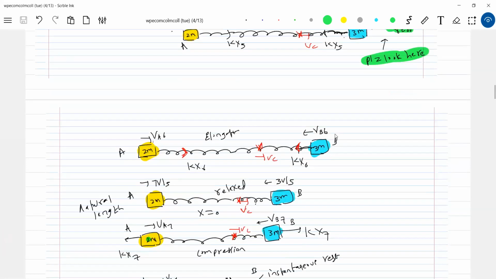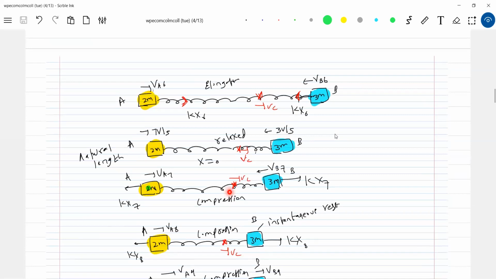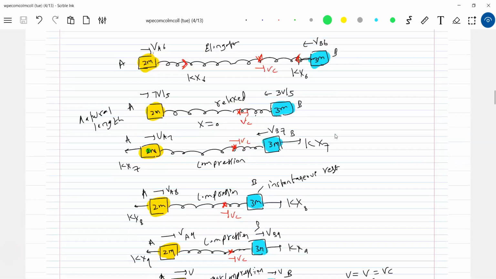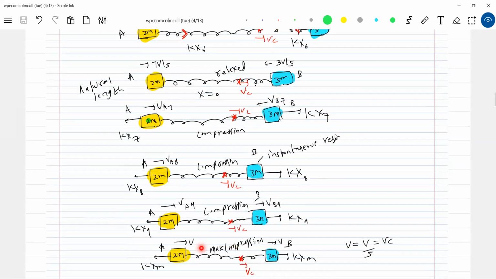Now after this, what will happen? Compression will occur. So now this particular thing again, it may bring it to instantaneous rest. Again, block B, so maximum compression will take place. Both will have common velocity.